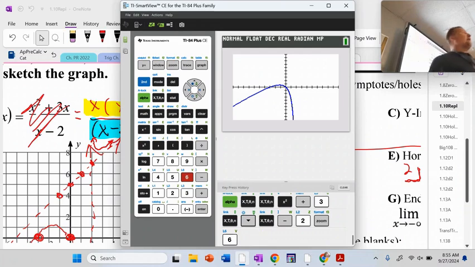Uh-oh. I hit graph. Do you see what I see? Did you see what I graphed, though? Yeah. No. All right. We're missing something, right? That's what I'm saying. Are we missing something? We're missing that other part.